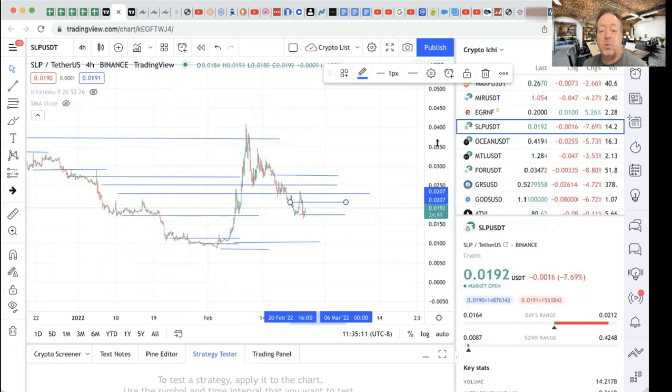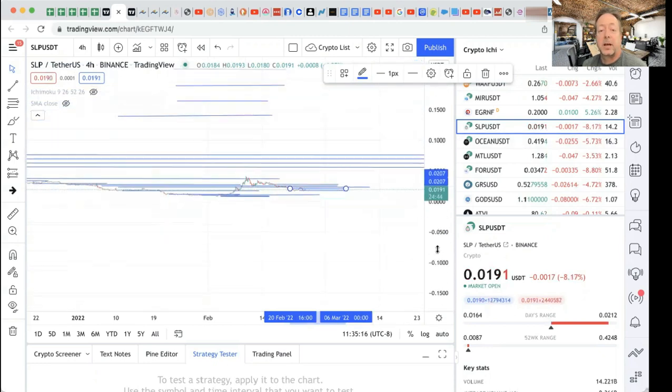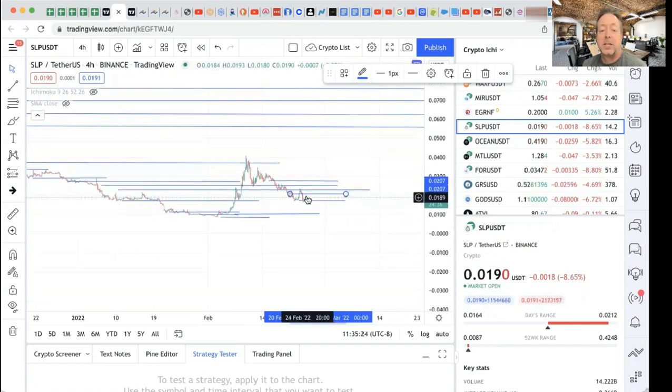Now, SLP could go higher. I do see it coming back to a full swing. It will come back up to what I think over time could be 25 cents, but that's a long hold for me. I'd rather be taking little profits in these little cracks as it comes back up, okay?